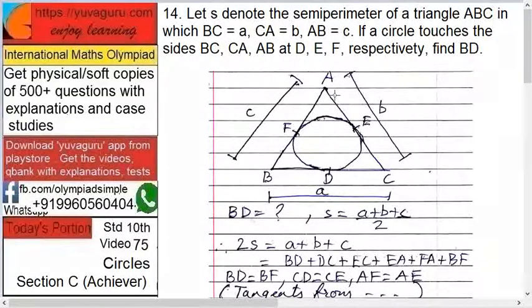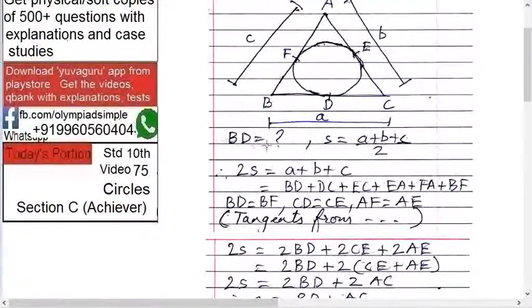Okay, so here ABC is a triangle given, with sides a, b, c, whatever they are. Now S is the semi-perimeter. What is semi-perimeter? S equals (a plus b plus c) upon 2. Perimeter means the addition of all the sides, so semi will be half. Therefore, 2S equals a plus b plus c.